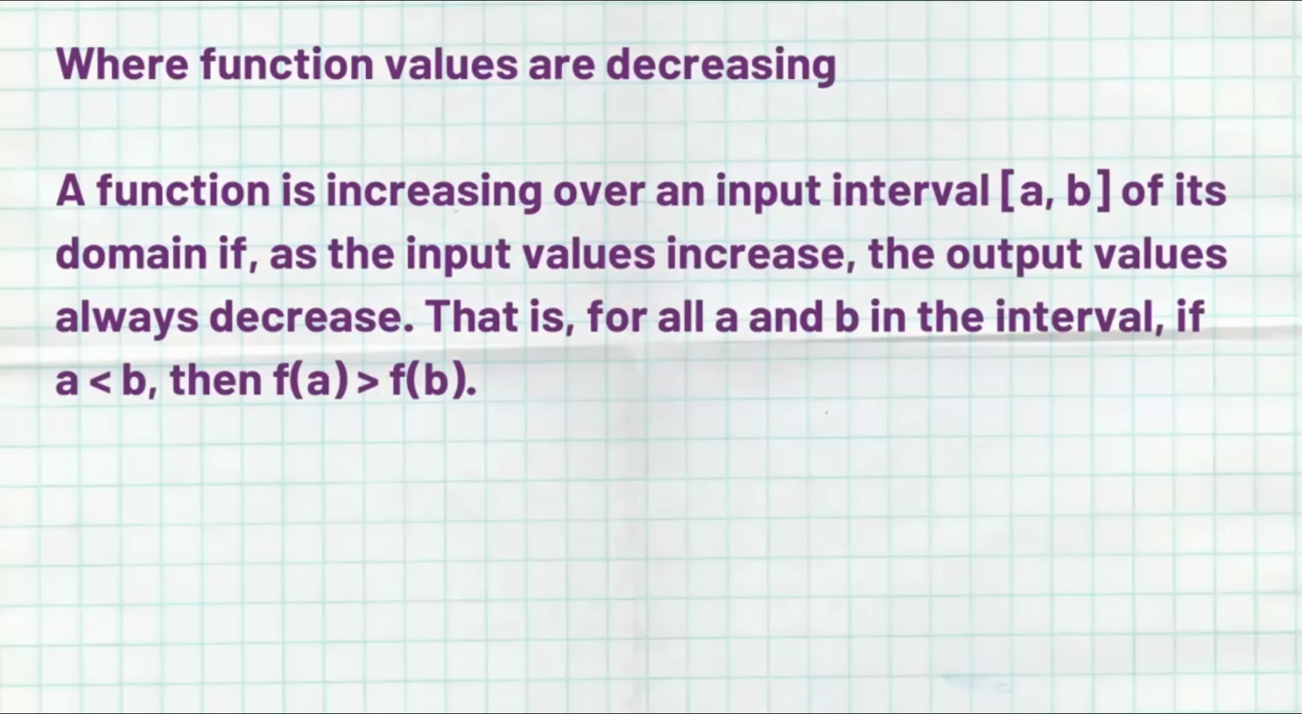Now we can also talk about decreasing. A function is decreasing. Whoa, I have a typo there. That should say decreasing right there. Sorry. A function is decreasing over an interval a to b of its domain if, as the input values increase, the output values always decrease. So here, from a to b, our values are going down, meaning that any value of f(b) is less than a value of f(a).